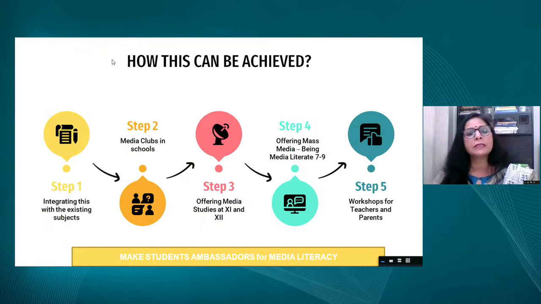Step four, which is something we have done right now: in collaboration with CBSE, we worked on a textbook called Mass Media, Being Media Literate, and this is offered to the students from grade 7th to 9th. Here we are talking about all the media and information literacy skills, and that is something that needs to be introduced in all the schools.